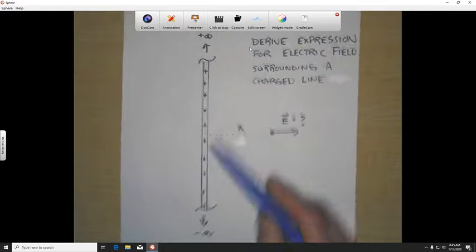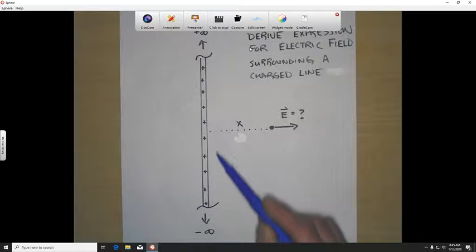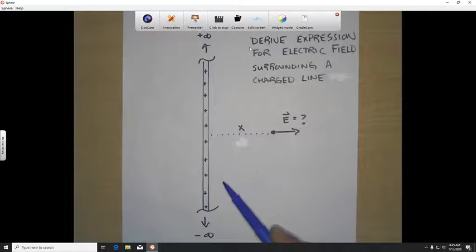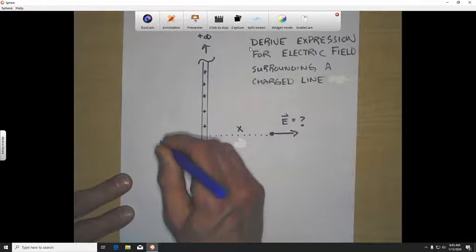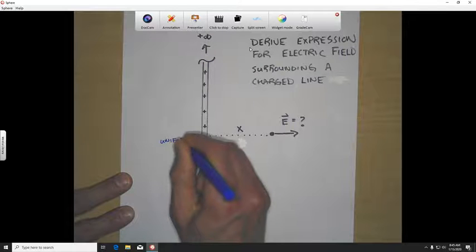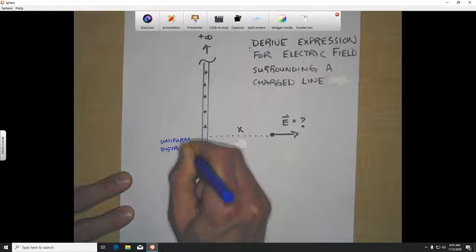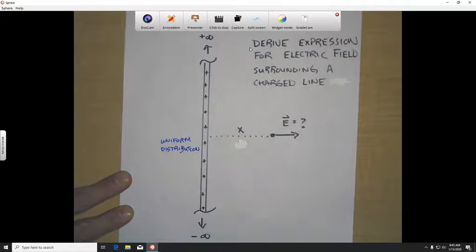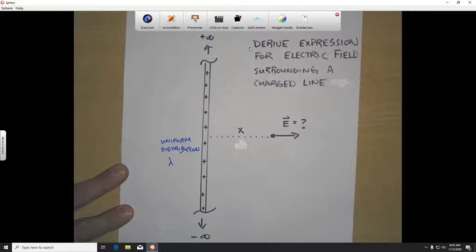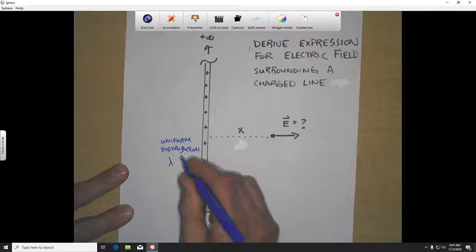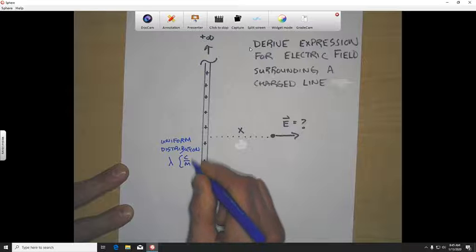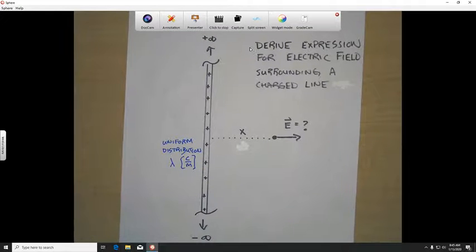We're going to assume that the charges are evenly distributed. So we're going to make the assumption that this is a uniform distribution. I'll put that here. And we're going to be talking about lambda to describe that distribution. And if you remember, lambda is a constant, and it's measured in units of coulombs per meter. And so we're going to assume that the lambda stays constant as you go along the line.